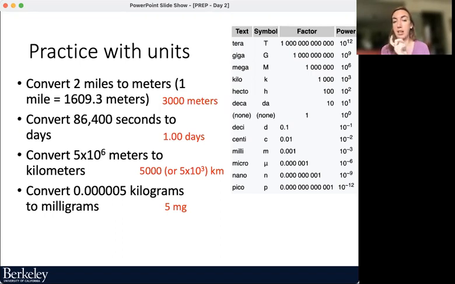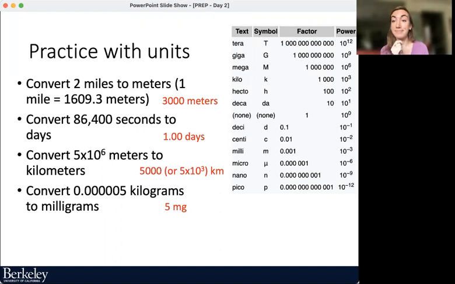And then converting 86,400 seconds into days, that's 1 day. And then 5 times 10 to the 6 meters to kilometers, we're using that prefix. And so we're taking 10 to the 3rd away as that gets incorporated into the kilometers prefix. So that's 5,000 kilometers. And then going the other direction using that milli prefix, we're going to get 5 milligrams. Does anyone have any questions about how to use those unit conversions?